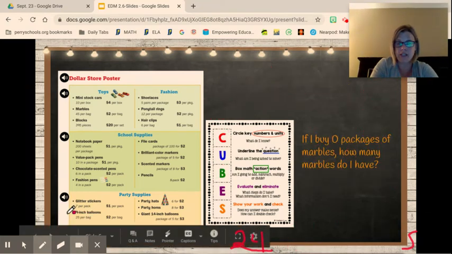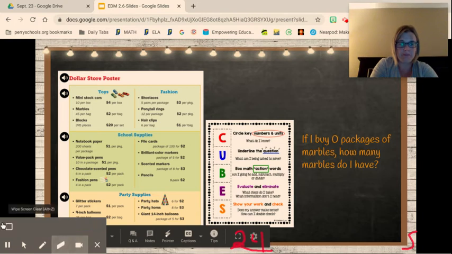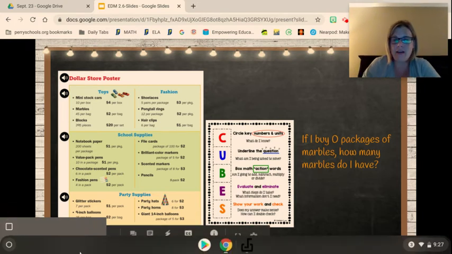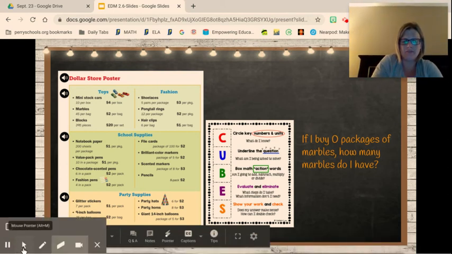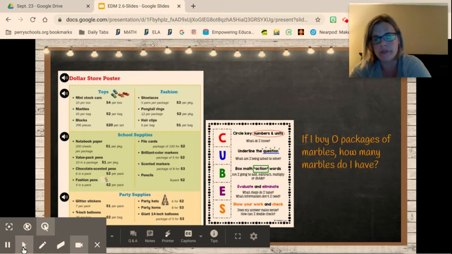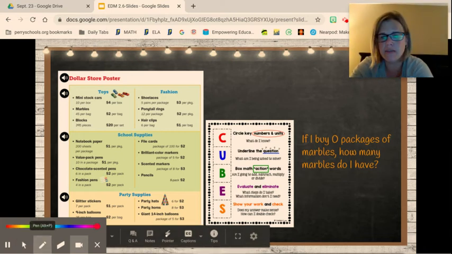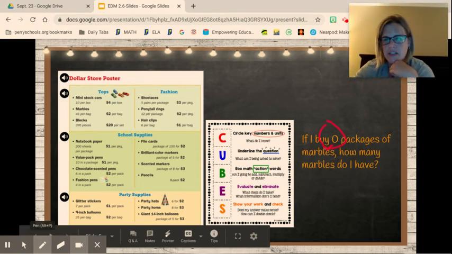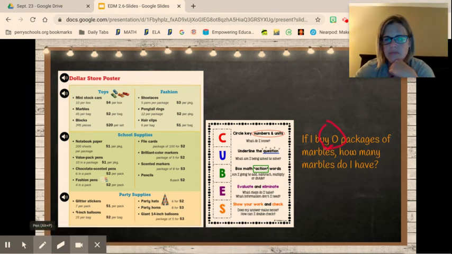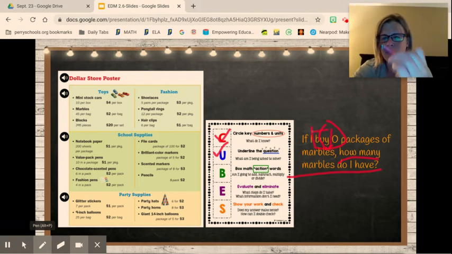All right, so looking at the next one, it says, if I buy 0 packages of marbles, how many marbles do I have? Well, let's go through cubes and see what I've got. 0 packages. That's all the numbers I have. How many marbles do I have? Okay. I see the word buy, so maybe I'm buying something, spending money. And then evaluate.